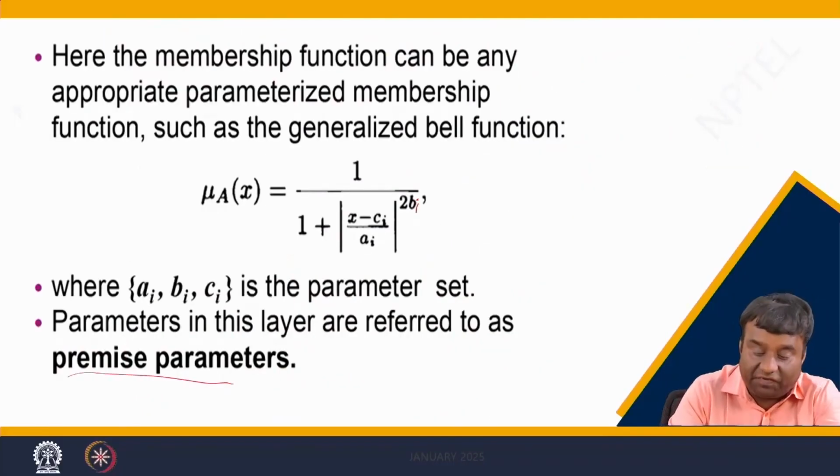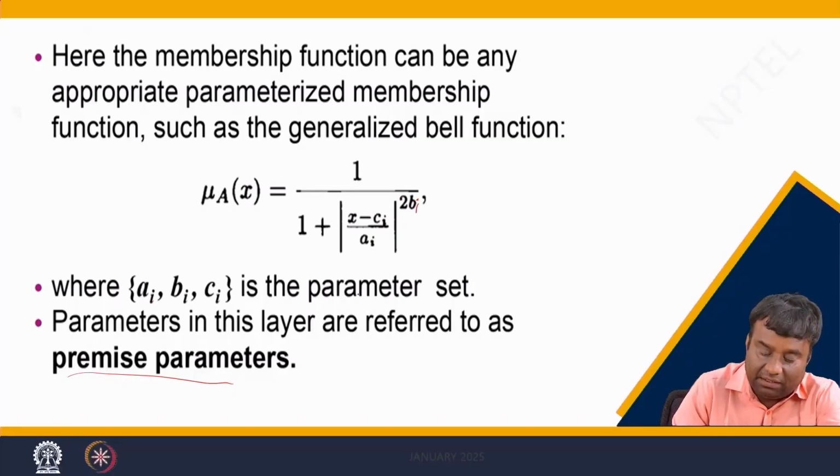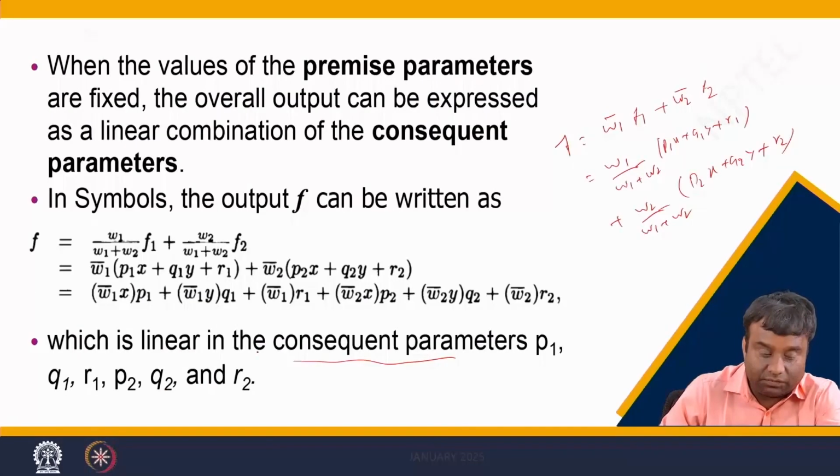Here the membership functions can be any appropriate parameterized membership function such as the generalized Bell function. So mu A(x) equal to 1 by 1 plus mod of (x minus ci) by ai, whole to the power 2bi. Here ai, bi, ci is the parameter set. Parameters in this layer are referred to as premise parameters.